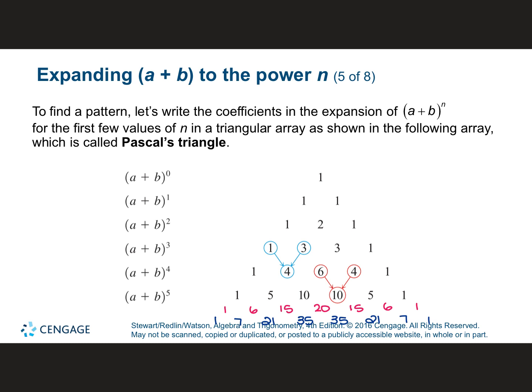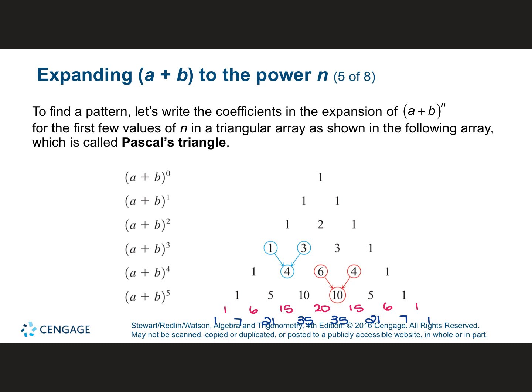From there, if you look at the third row, you have 1, 2, 1. If you add the 1 and the 2, it gives you the 3 that's directly underneath it. Same thing with the 2 and the 1 on the right. As long as your number on the outside is a 1, you can add the 2 numbers above the one that you're trying to find in order to get it.